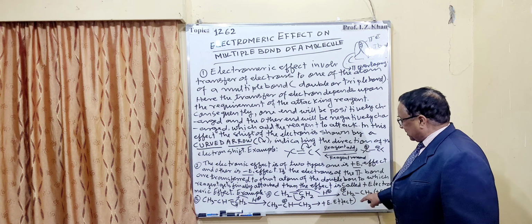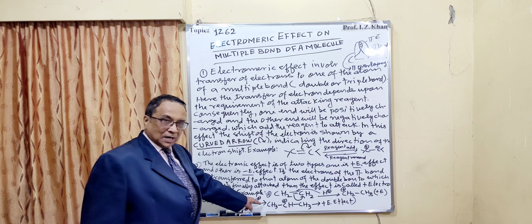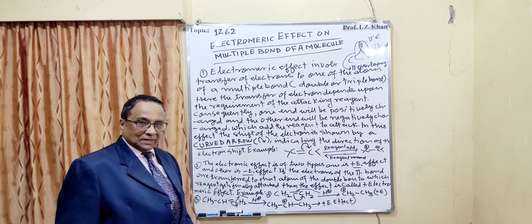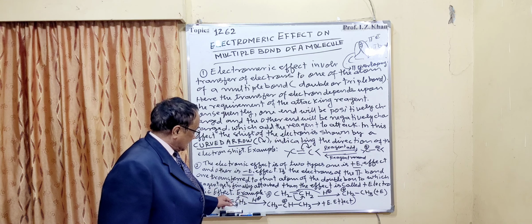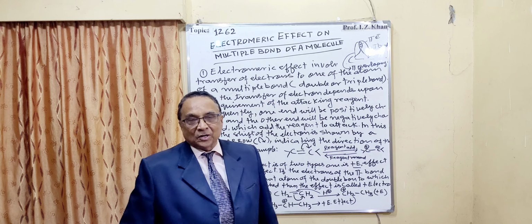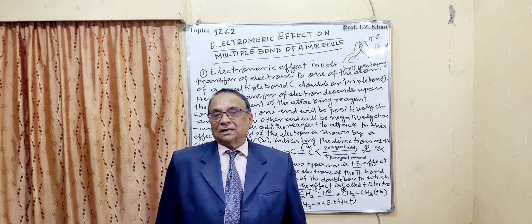In reaction B, CH3CH2, again the proton is attacking, meaning the proton does not have electrons. It is going to get electrons from this carbon, and then the electrons will be shifted to here by this curved arrow, you can see, and then it will become CH3CH. CH3 means here in the center the positive charge will be located.